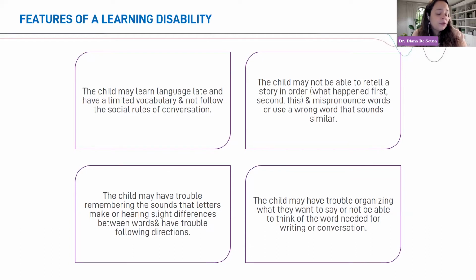The child may not be able to retell a story in order. They, for example, might remember the first and then the end, and then they bring the second. So the sequencing is a challenge. They may mispronounce words or use a wrong word that sounds similar. The child may have trouble remembering the sounds that letters make or hearing slight differences between words and struggle with following directions. And organization. A child may have trouble organizing what they want to say or not think of a word when they need to write or when they need to express it in a conversation.